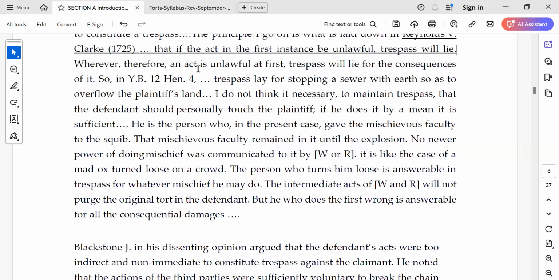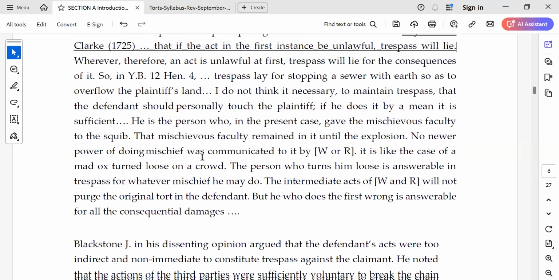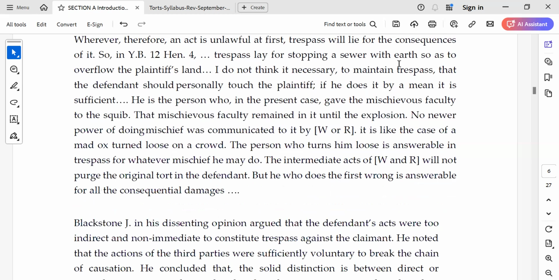Wherever, therefore, an act is unlawful at first, trespass will lie for the consequences of it. So in this yearbook, trespass lay for stopping a sewer with earth so as to overflow the plaintiff's land. So I do not think it is necessary to maintain trespass that the defendant should personally touch the plaintiff. If he does it by any means, it is sufficient.